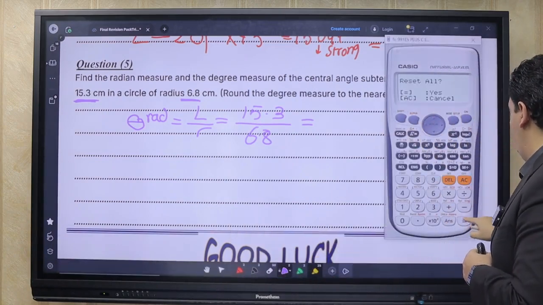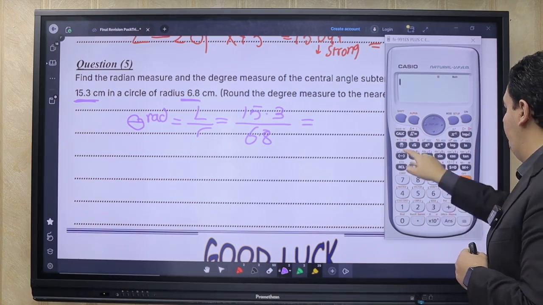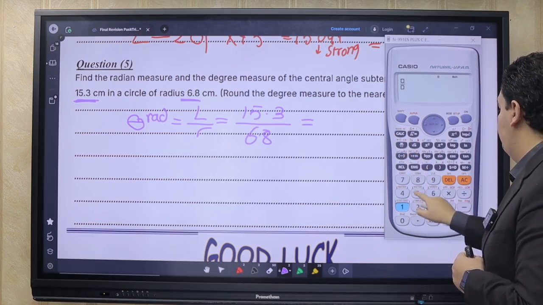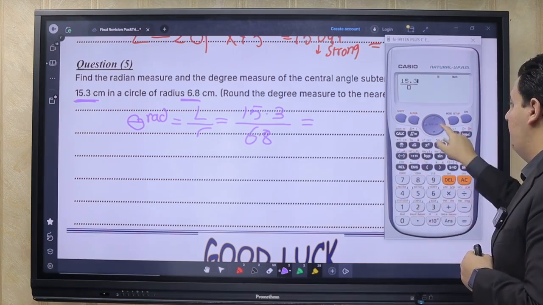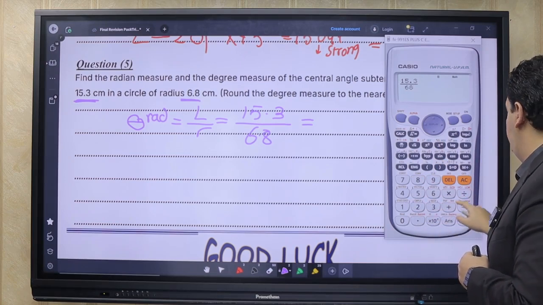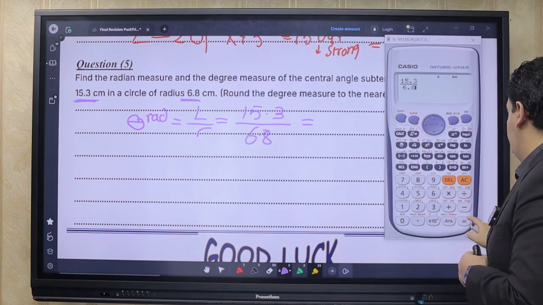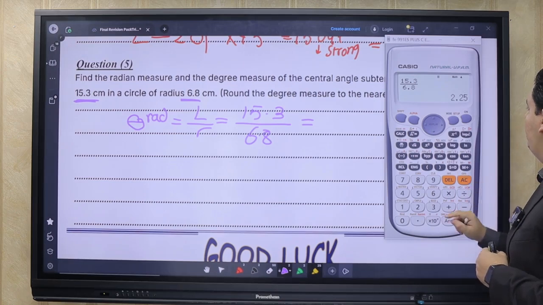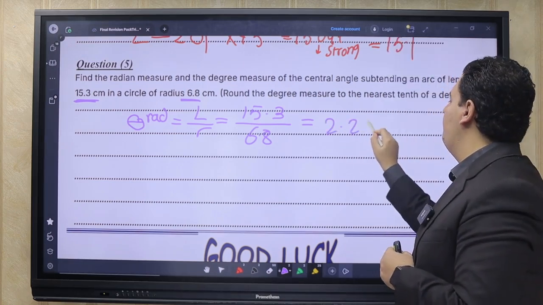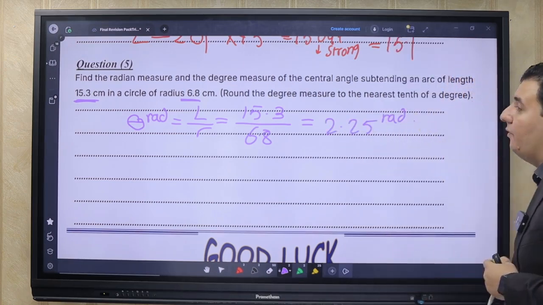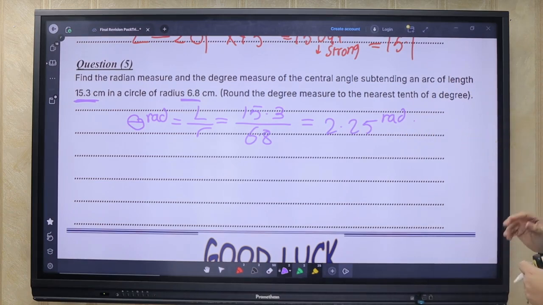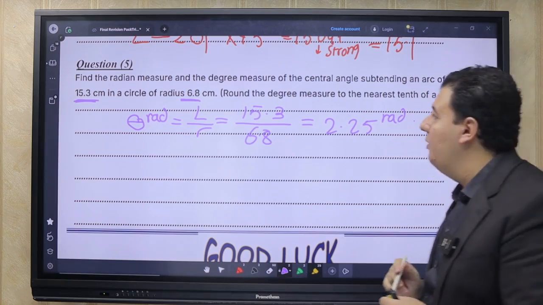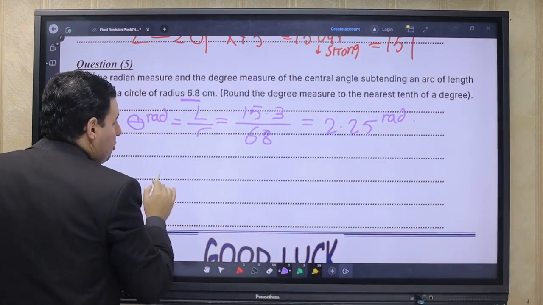Shift 9 3 equal, 15.3 over 6.8, 9 over 4 equals 2.25 rad, or radians. So this is a radian measure. I want to find the radian and the degree measure. So we will convert this radian into degree measure.